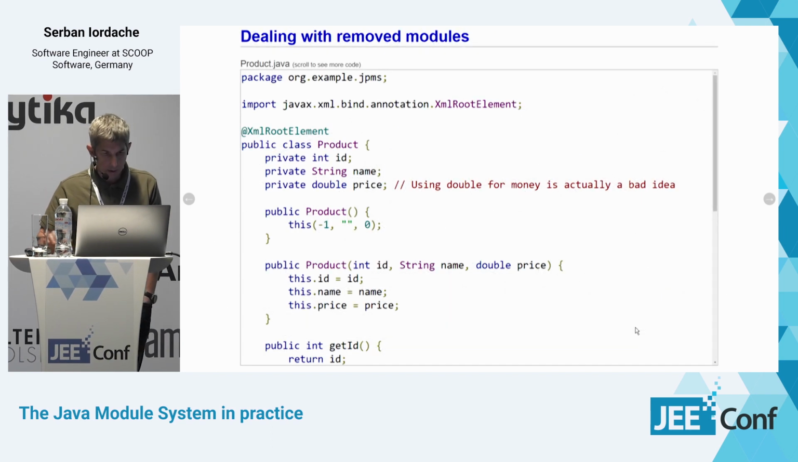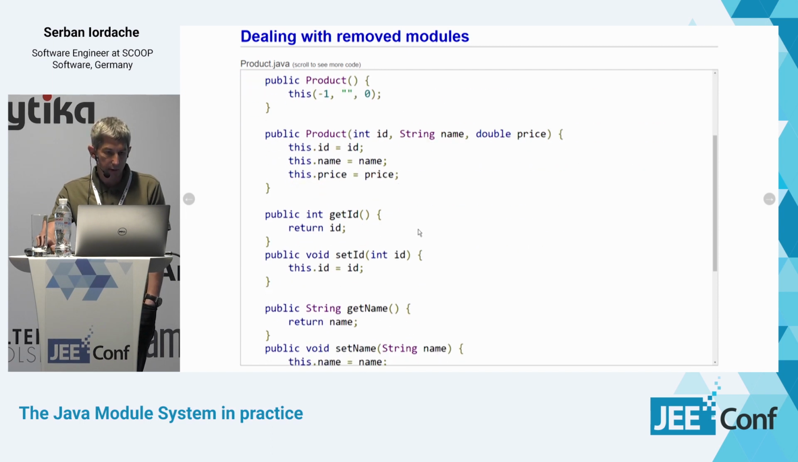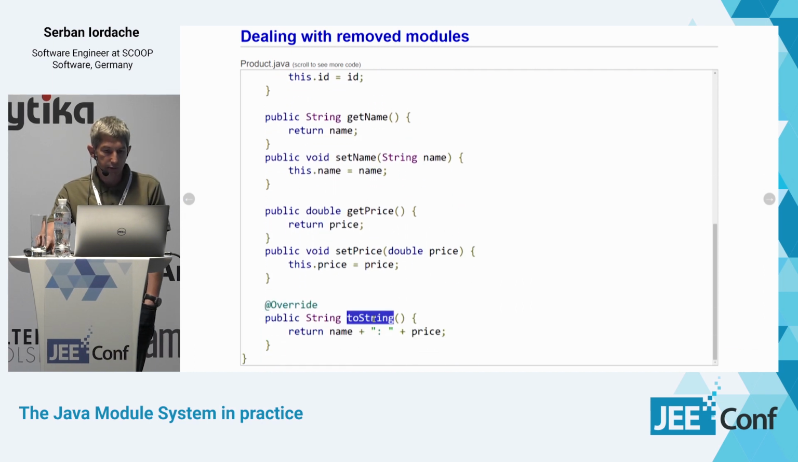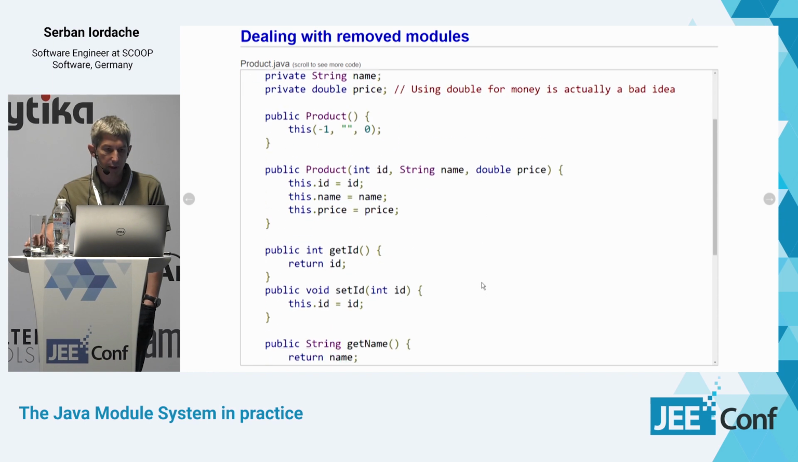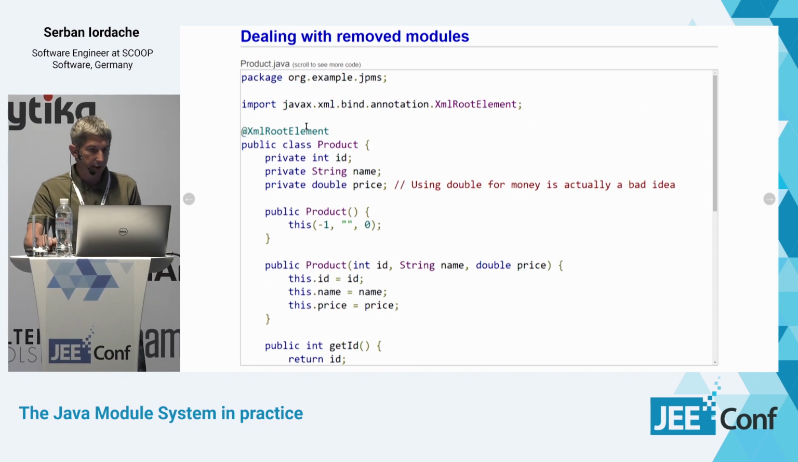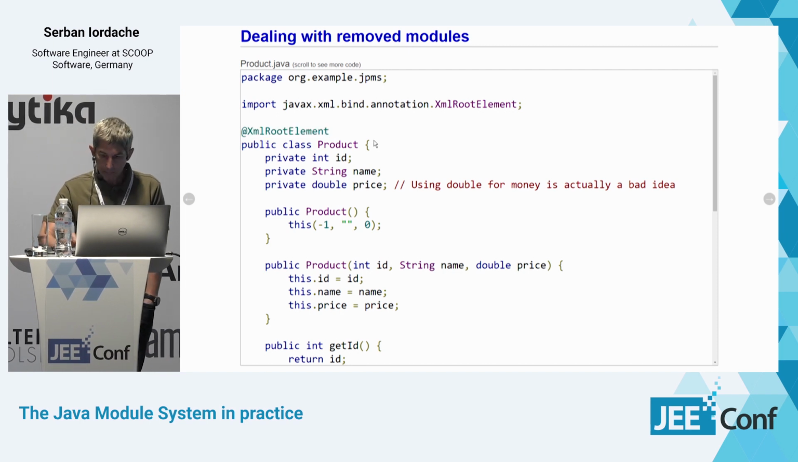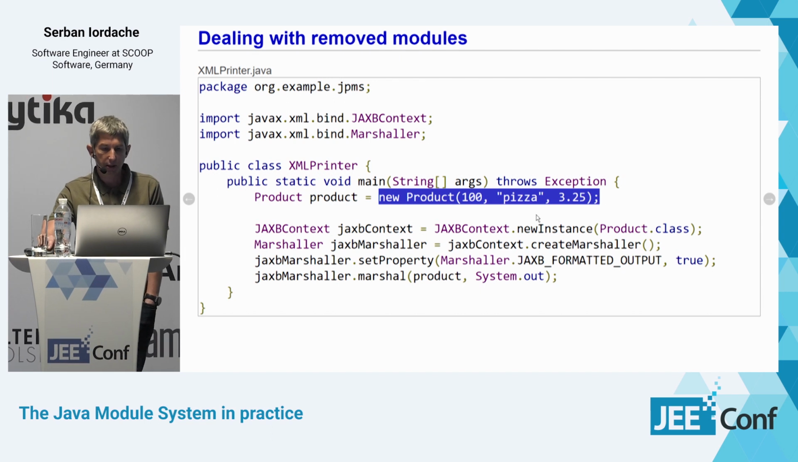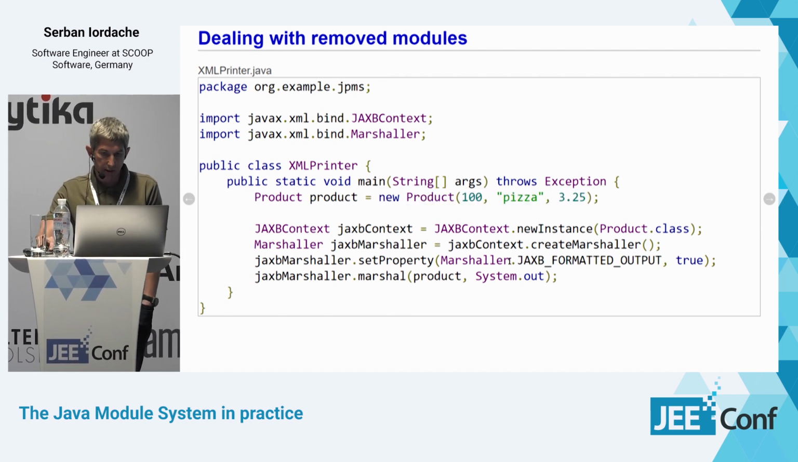Sorry. So we have here a product class with ID, name, and price, and we have accessor methods for this class, getters and setters, and also a toString method. And because I want to serialize this class as XML, I put here an XML root element annotation. The main class of my application creates a new instance of this product and then marshals it and prints its XML representation on the standard output.